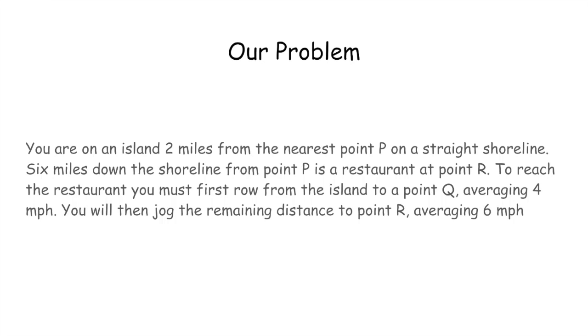So the problem states that you are on an island 2 miles from the nearest point P on a straight shoreline. 6 miles down the shoreline from point P is a restaurant at point R. To reach the restaurant, you must first row from the island to a point Q, averaging 4 miles per hour. You will then jog the remaining distance to point R, averaging 6 miles per hour.